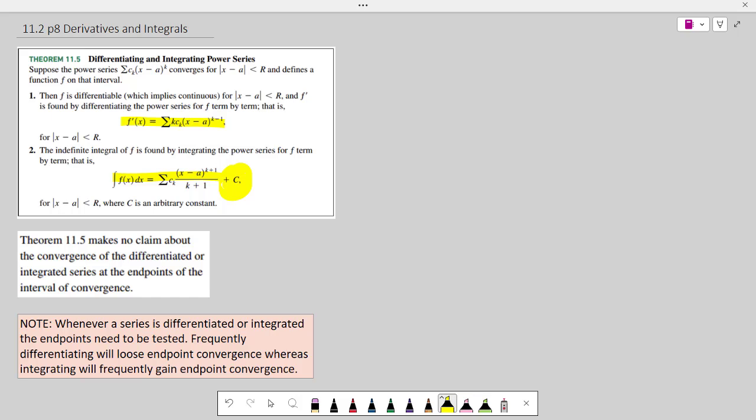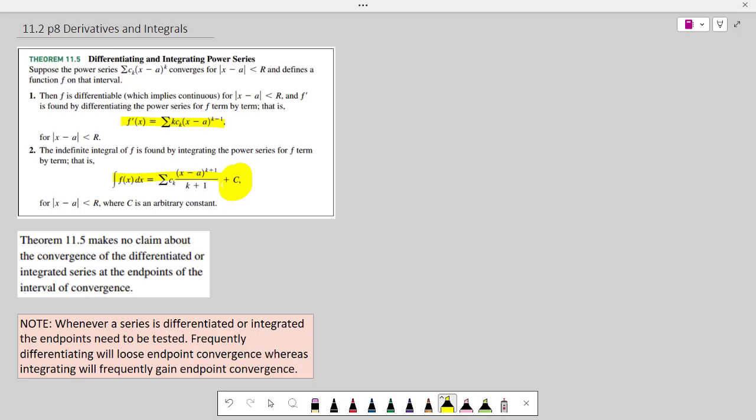Now, the interval of convergence will not have the goalposts change. If it goes from -3 to 3, it's still going to go -3 to 3. But when you integrate or differentiate, you have to retest endpoints. Convergence or divergence can change if you take a derivative or an integral. They don't change if you multiply by a power of x. They don't change if you do certain things. But if you take a derivative or an integral, they can change. Usually if you differentiate, you lose convergence at endpoints. And usually if you integrate, you gain.